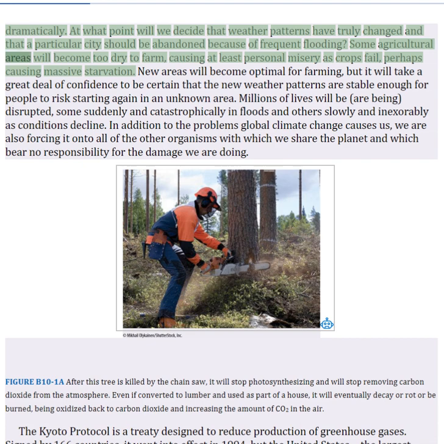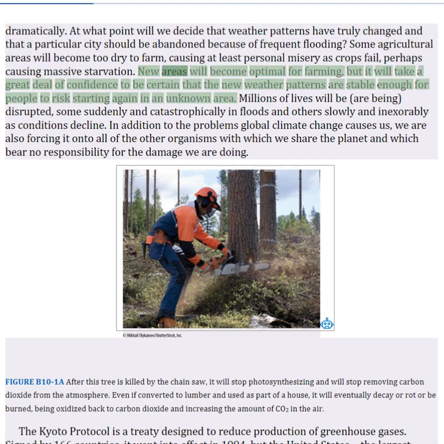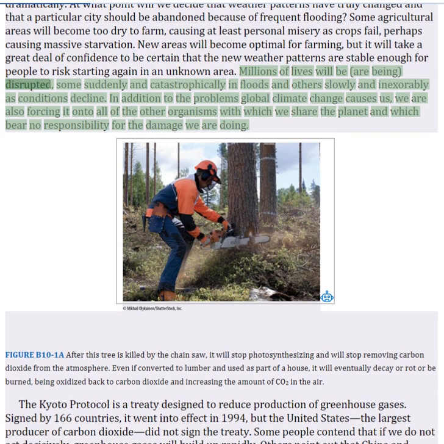Some agricultural areas will become too dry to farm, causing at least personal misery as crops fail, perhaps causing massive starvation. New areas will become optimal for farming, but it will take a great deal of confidence to be certain that the new weather patterns are stable enough for people to risk starting again in an unknown area. Millions of lives will be disrupted, some suddenly and catastrophically in floods and others slowly and inexorably as conditions decline.